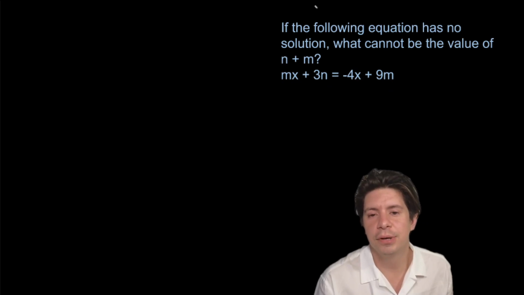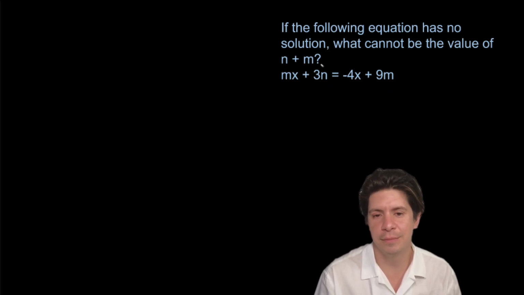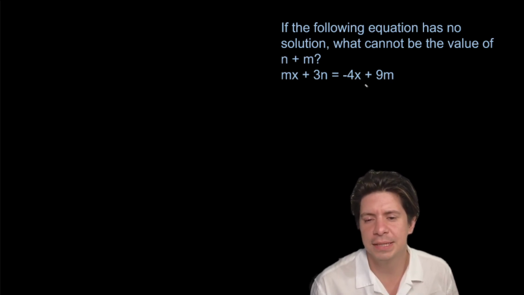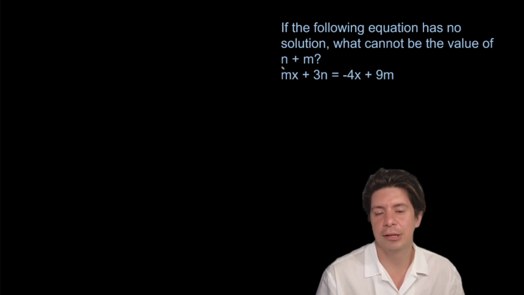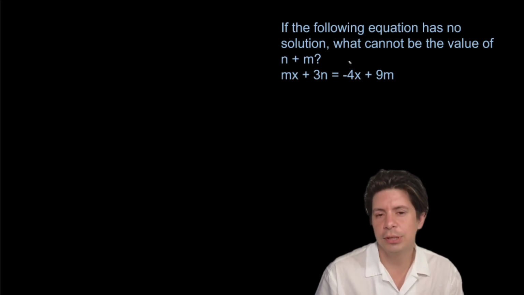Alright, so we have another one here. If the following equation has no solution, what can not be the value of n plus m? So we have mx plus 3n equals negative 4x plus 9m. So if there's no solution, that would mean the x's line up, but this part doesn't line up. So it'd be parallel, but have different y-intercepts. So what we're going to do is find when they have infinite solutions, and then see when it cannot be the same.